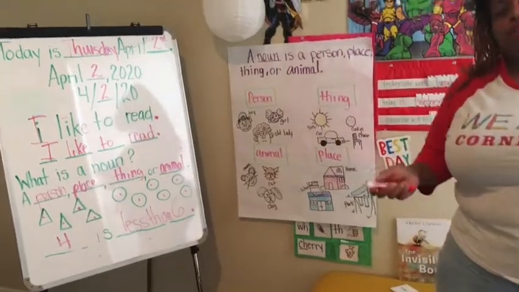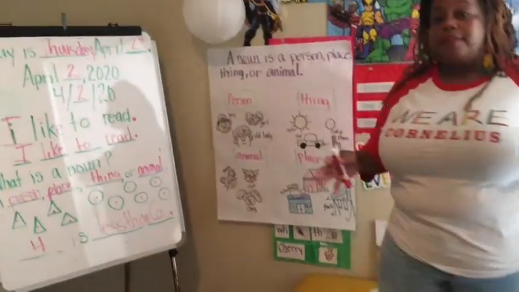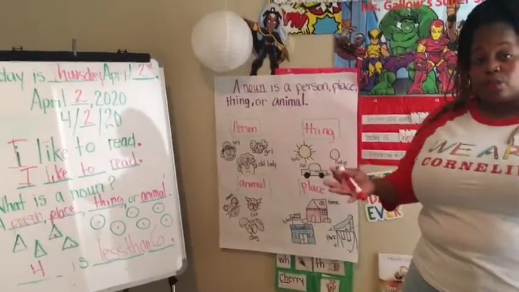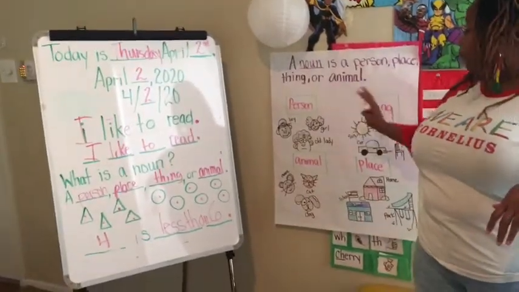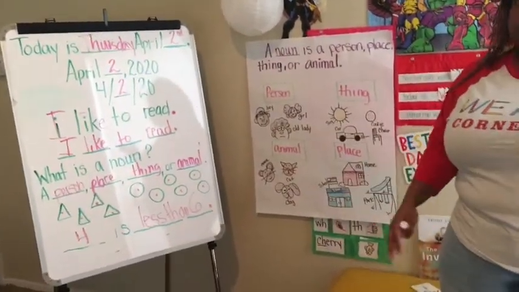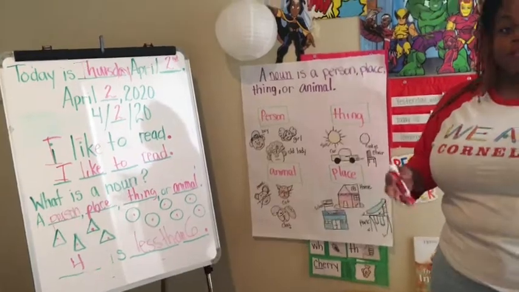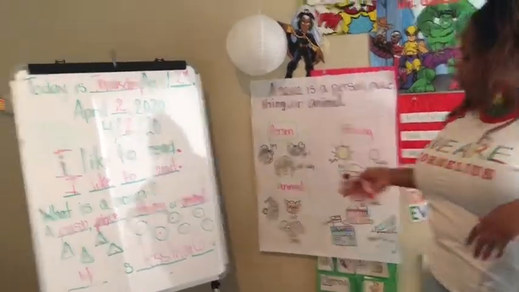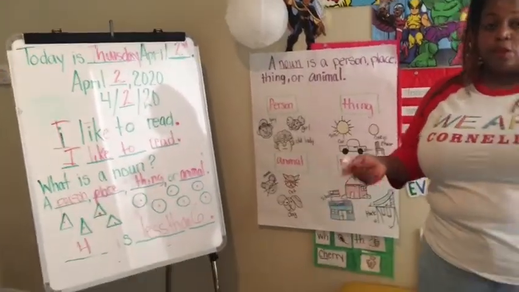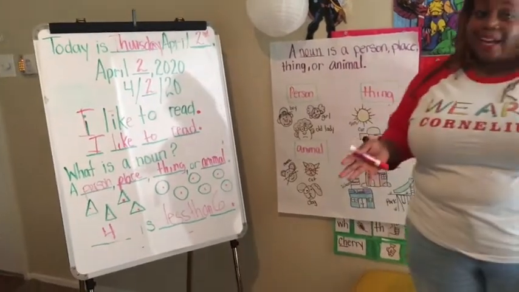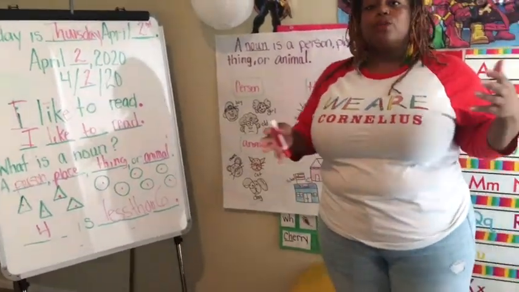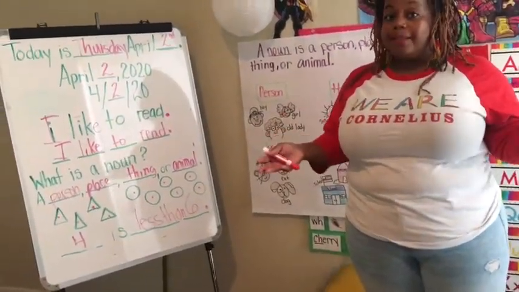When you're reading your stories this week, remember that the characters in the story are the people and the animals. If your story has just animals, then the characters will be animals. If your story has people, then the characters will be considered people. Now we're learning about main character. Remember, the main character is who the story is mostly or mainly about.